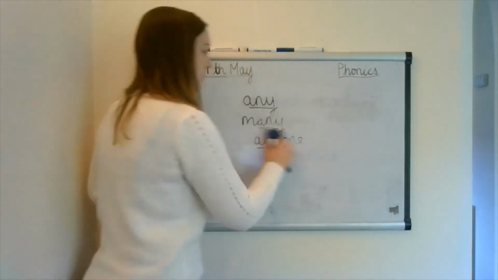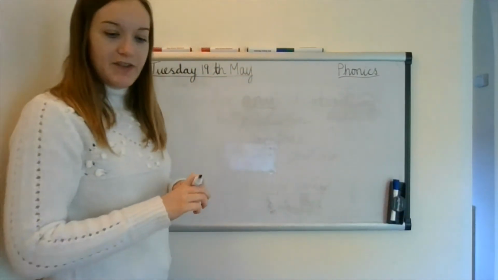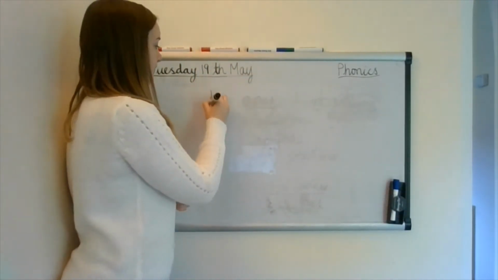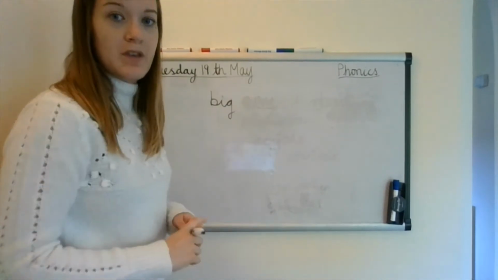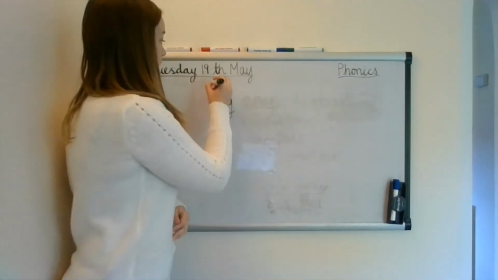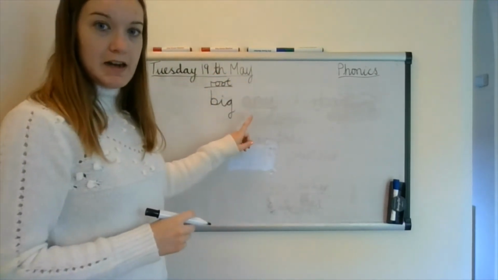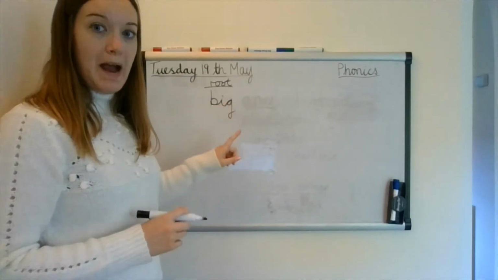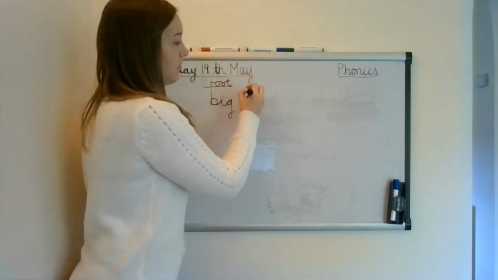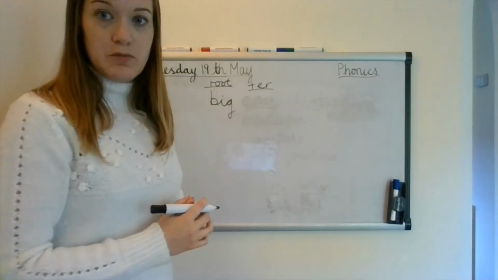So let's get a clean board. If I give you the word big, that's the root word and it doesn't have any suffixes on it. So I can put up here, just remember, root word. Then last week we did comparatives. And when we had a comparative, we had to add ER onto the end of the word.